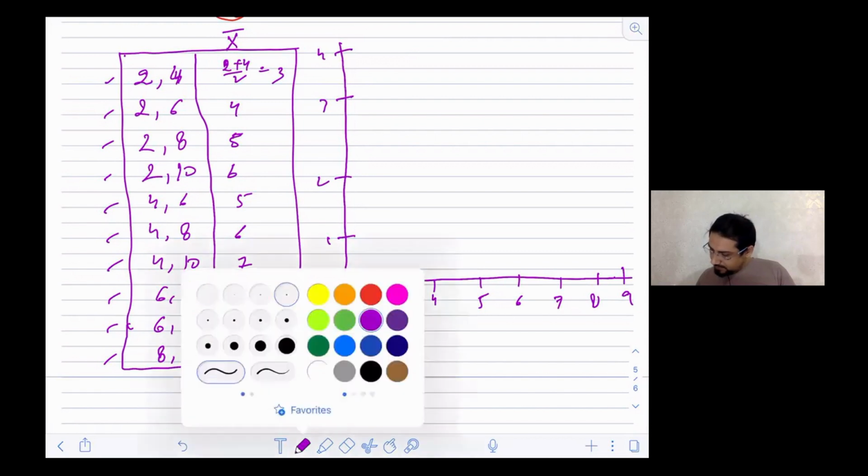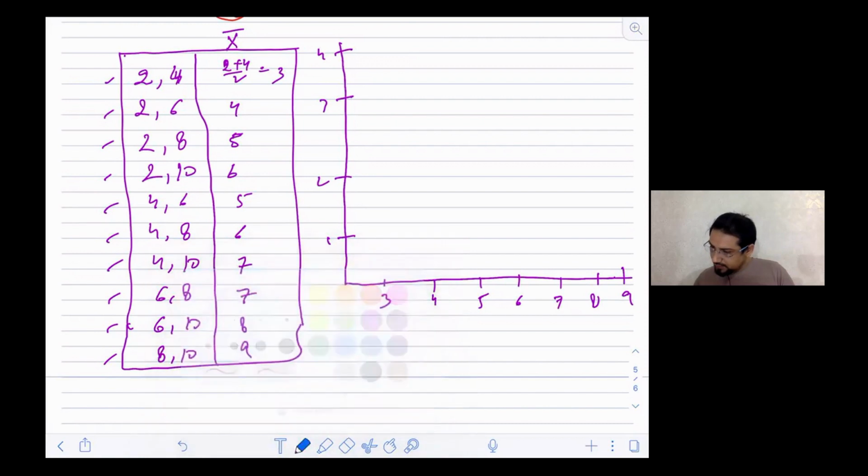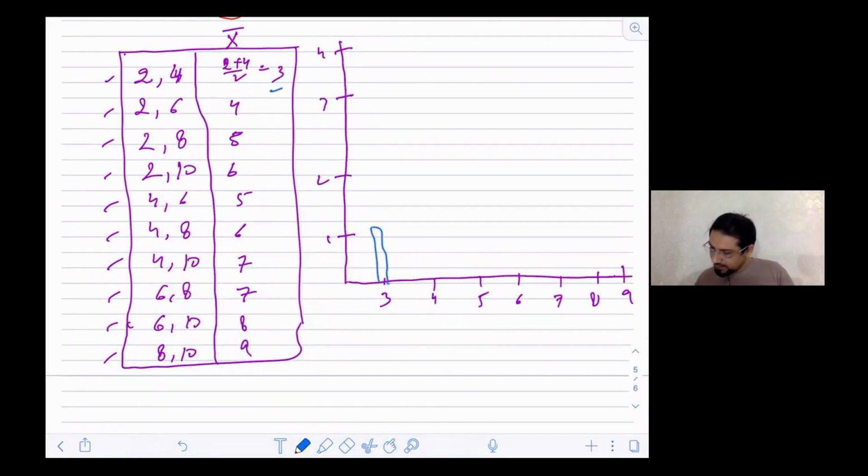Now what is the first one? The first one is 3, so 3 is how many times? Only one time. Next one is 4, how many times? Only one time. Yes or no? And the next one is 5, 5 how many times? I can see 2 times. Next is 6, 6 two times again. Next is 7, again 7 is 2 times. 8 once, 9 again once.